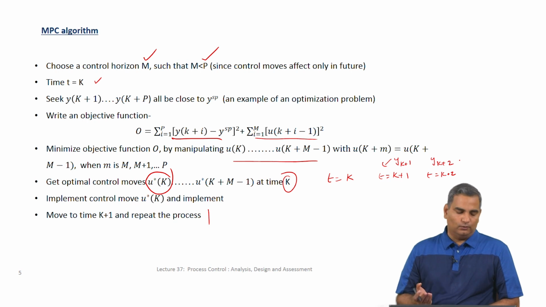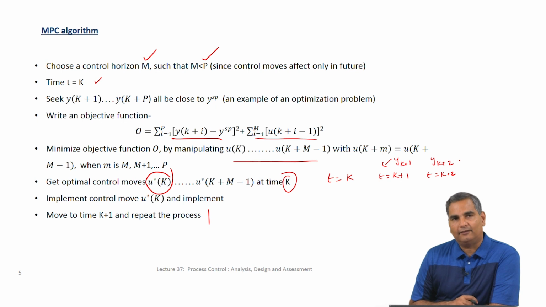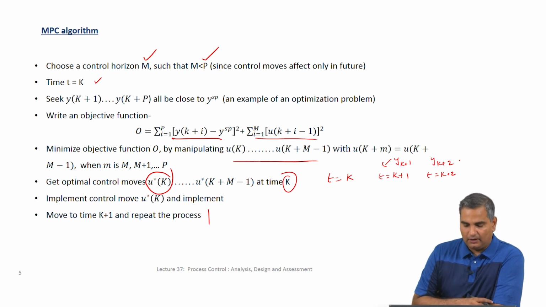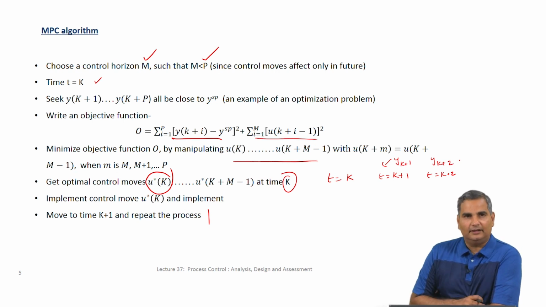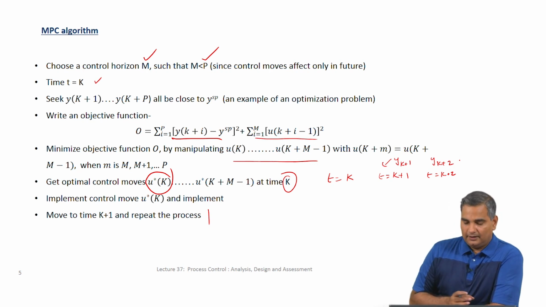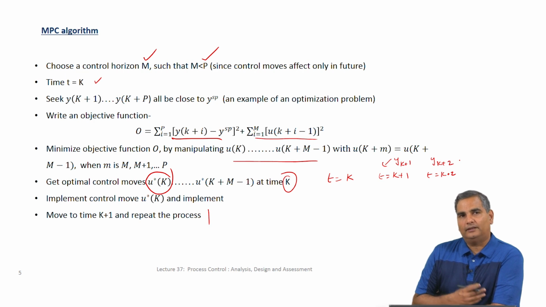Now, let us ask the flip question and say, if I have only one move that I am going to implement, why do I find all of these values is another question you could ask. Here you can show this theoretically, but I am going to appeal to a little bit of intuition to explain this to you. This m you choose can be used as a tuning parameter to make the controller more or less aggressive.